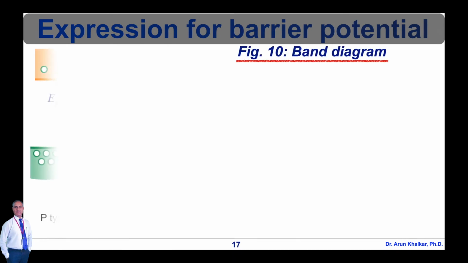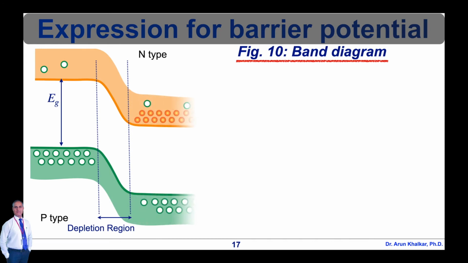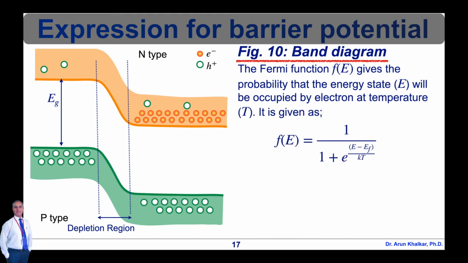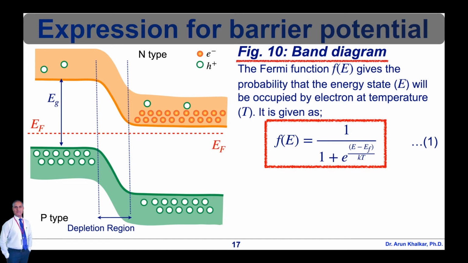Now let's see the expression for barrier potential. The internal potential barrier V0 for a diode can be calculated from the electron concentrations in the P and N regions. The Fermi function f(E) gives the probability that the energy state will be occupied by an electron at temperature T, which is given by f(E) equals 1 upon 1 plus exponential of (E minus EF) upon kT.